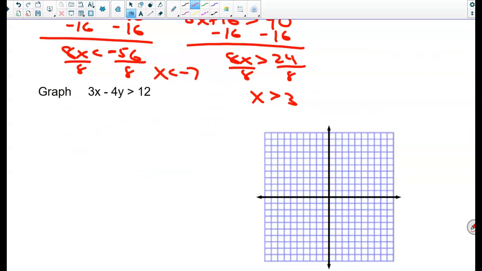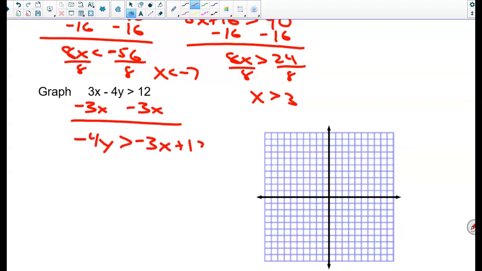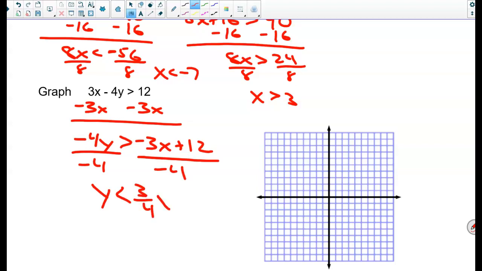Next one, we're just graphing a line that's an inequality. I subtract 3x on both sides, so I'm solving for my y. Negative 4y is greater than negative 3x plus 12. I divide everything by negative 4, which means we flip the inequality, and we're left with y is less than 3/4 x minus 3.